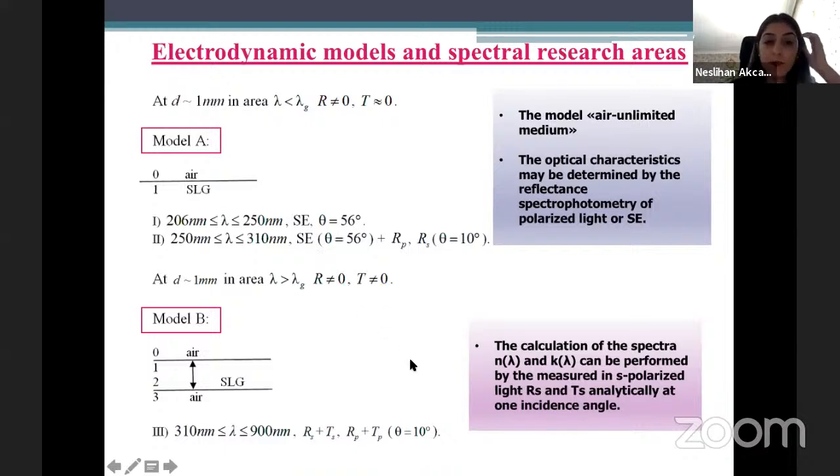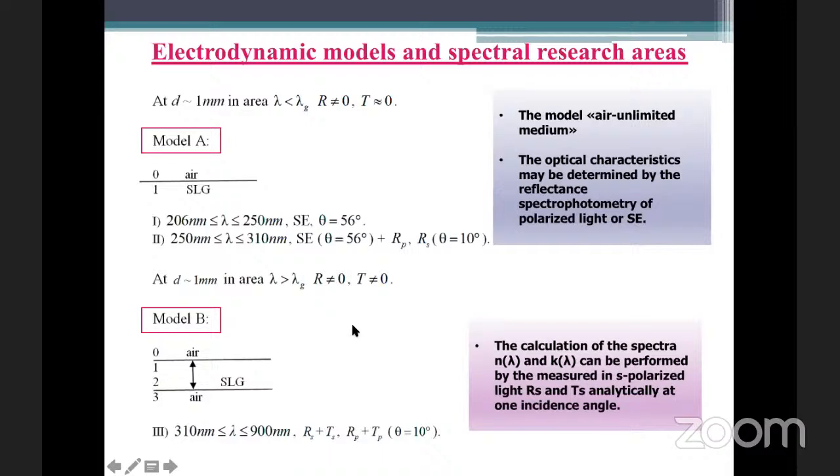And in the second model, as you see, we deal with the region where lambda is bigger than lambda g. In this region, for the glasses, we can assume that reflectance and transmittance are not equal to 0.